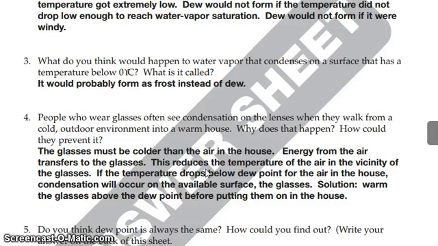Question 3, when we get a dew forming on a surface and it's below freezing, we'd call that frost, or that dew is going to freeze on that surface.